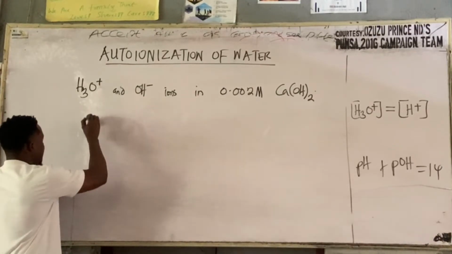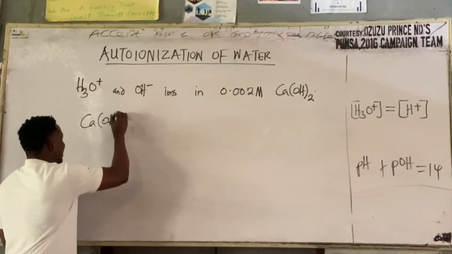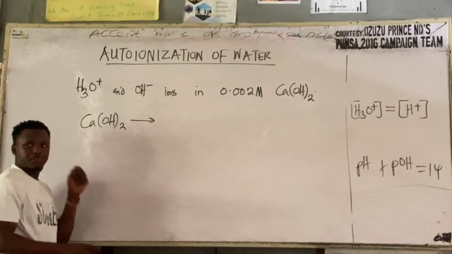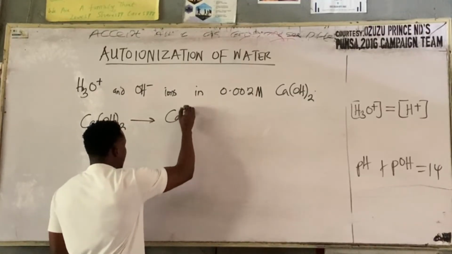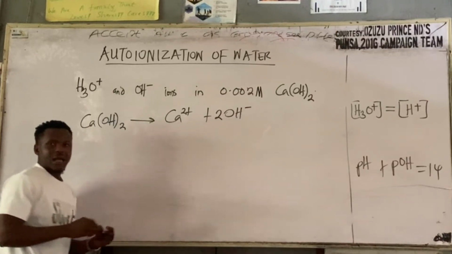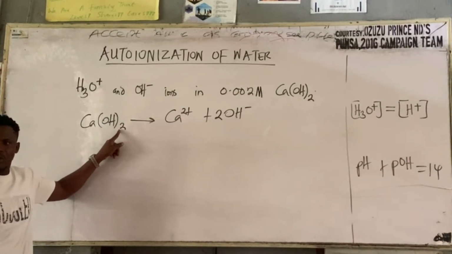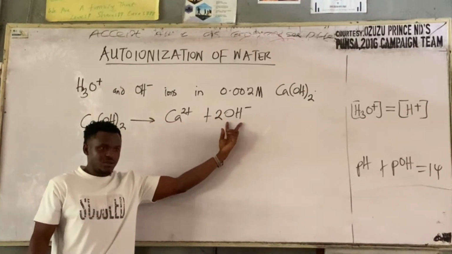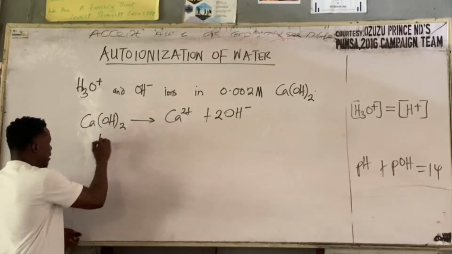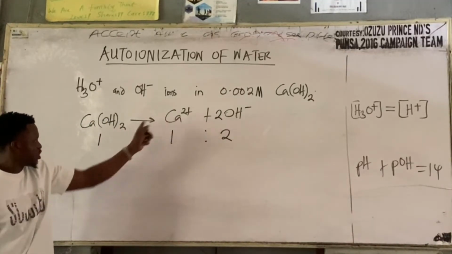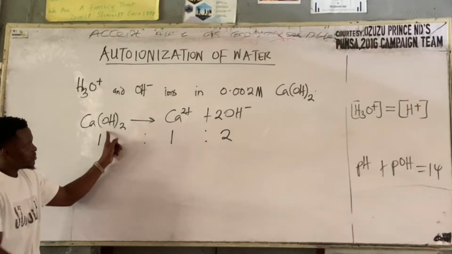So I'll come here, I'll say calcium hydroxide. This is a strong base, so it's going to dissociate completely. So this is going to be calcium 2 plus plus OH minus. As you can see, how many OH are here? So one mole of this entire compound will give rise to how many OH? So this is 1 is to 1 is to what? Now what was the concentration of this calcium hydroxide?